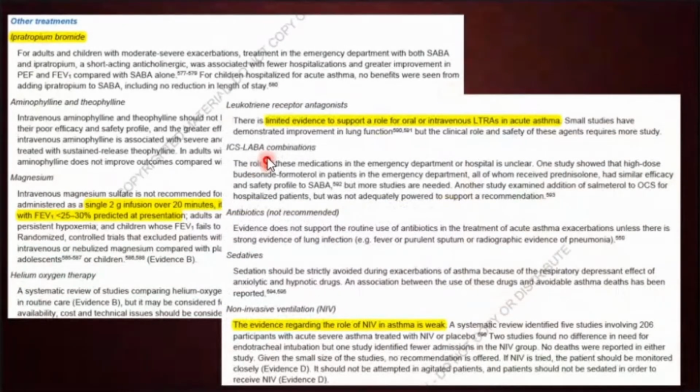Leukotriene receptor antagonists, again, there's limited role to support them for oral or IV. Usually, we can use them in mild at-home cases. In the hospital setting, we have other drugs which are more useful for severe diseases, because leukotriene receptor antagonists are usually not very helpful in severe disease.